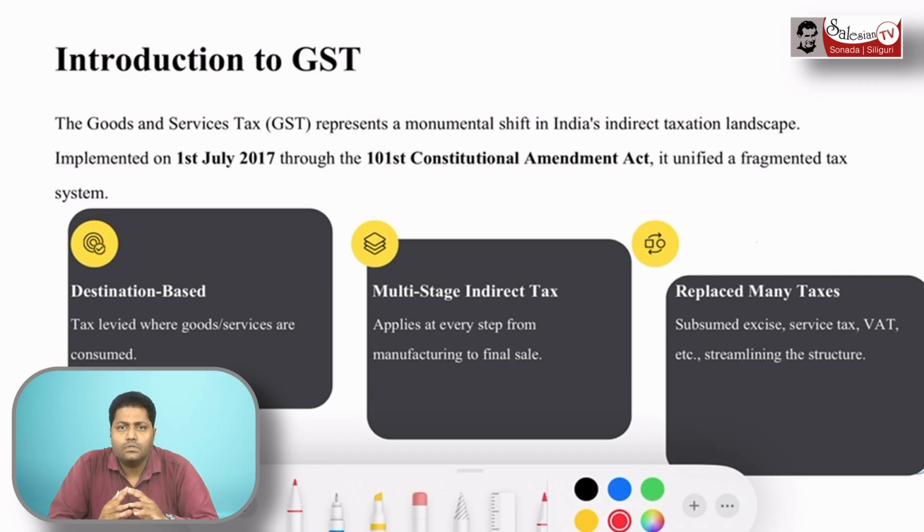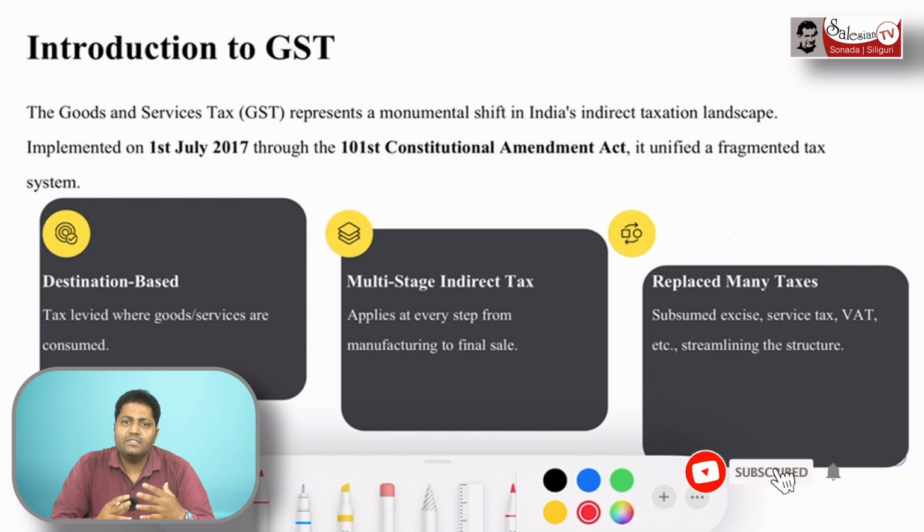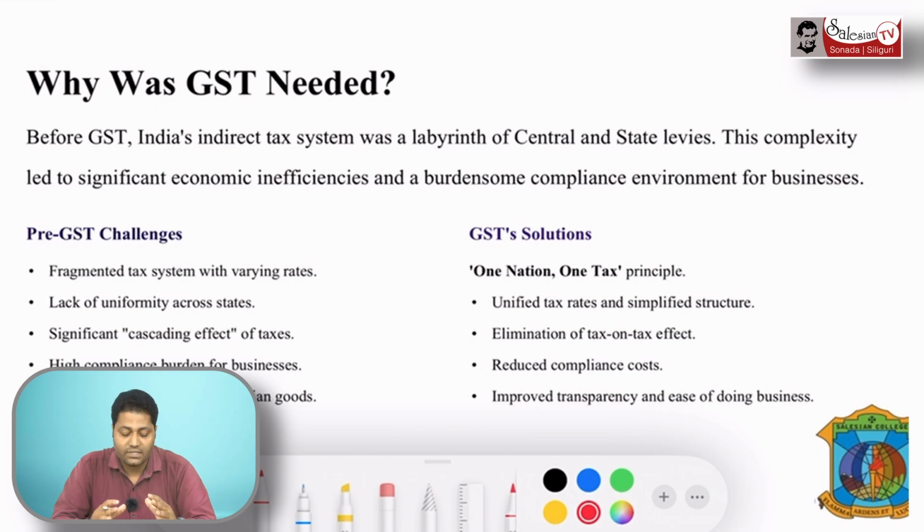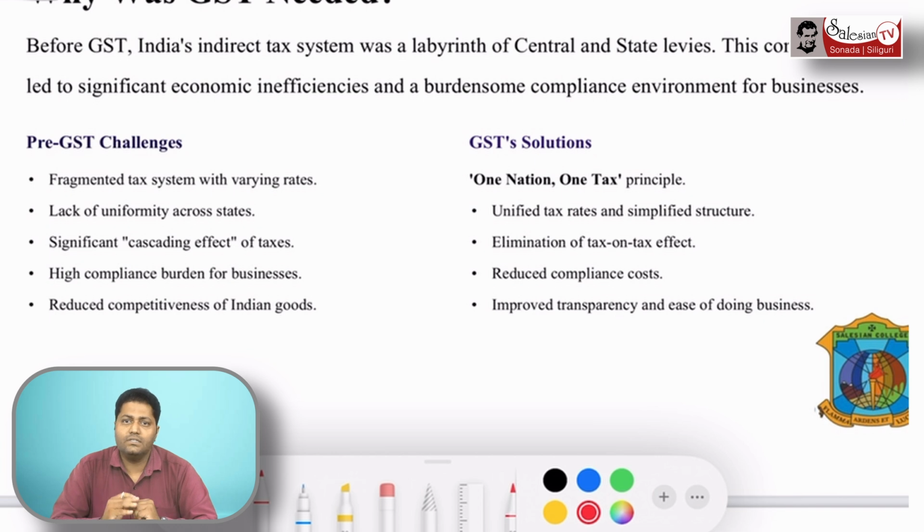So why was it introduced? See, previously, when the VAT system was there, multiple taxes were charged on the same product, but now it has been reduced with the help of the GST system. There was a fragmented tax system, which means rates varied at that time. Now you will ask me, sir, now also the rate varies. We have a 5% rate, a 0% rate, a 12% rate. So then what's the difference between the VAT system and the GST system?